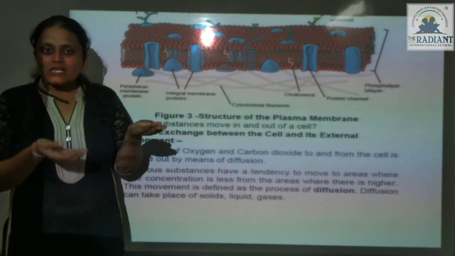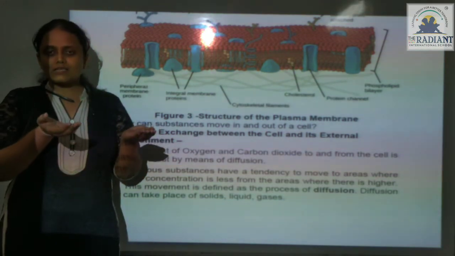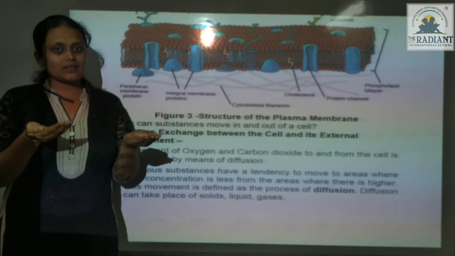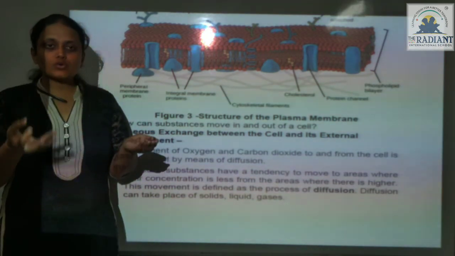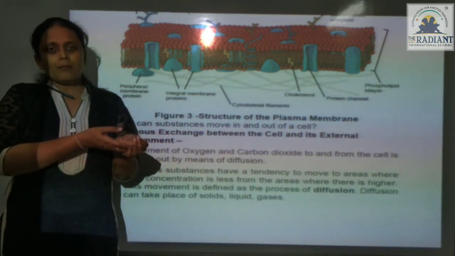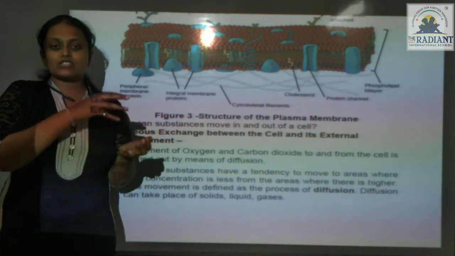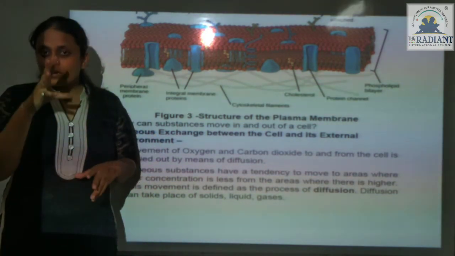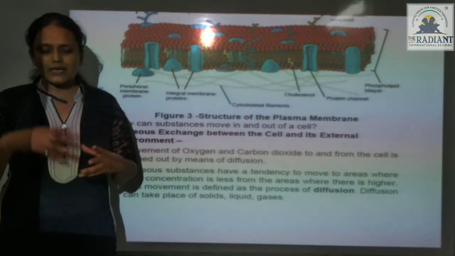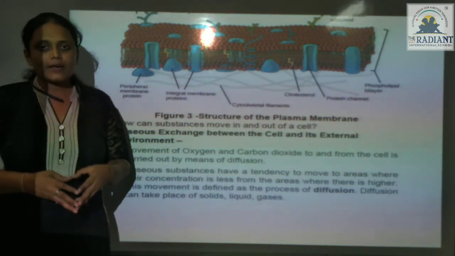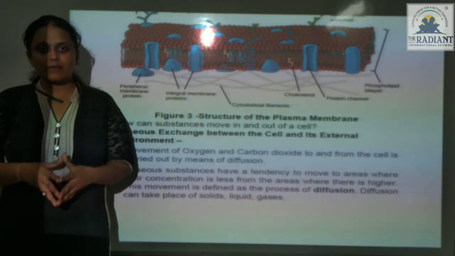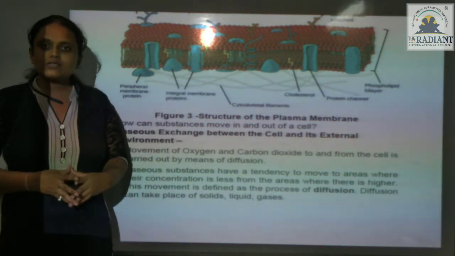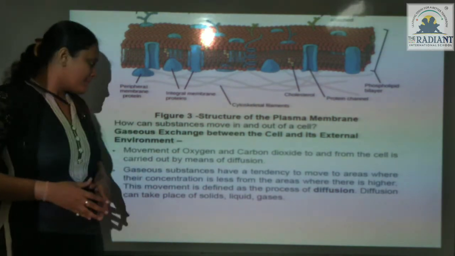So now the gas will move from higher concentration towards lower concentration, and the oxygen which is in the RBC will move to the cell part, and the carbon dioxide which is in the cell will move to the RBC. Okay, so by that we can make it very clear how the movement of gases takes place. It always takes place from the higher concentration towards the lower concentration.